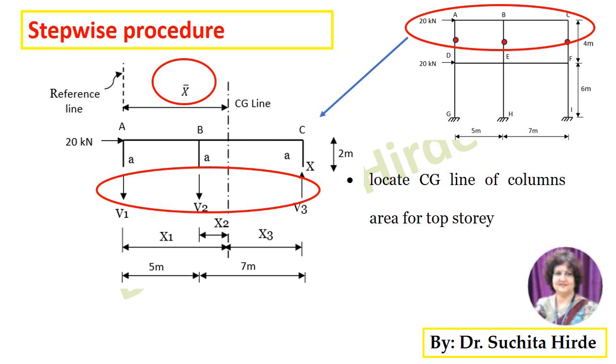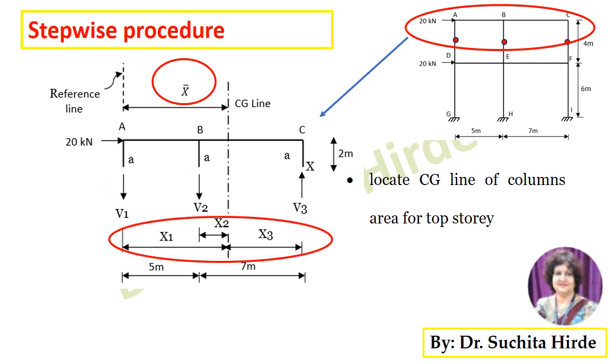While drawing the axial forces, there will be tension in the columns which are to the left of the CG line, hence show downward arrows indicating tension in the column. There will be compression in the columns which are to the right side of the CG line, hence show upward arrows indicating compression in the columns. Then write down the distances from the CG line as x1, x2 and x3.